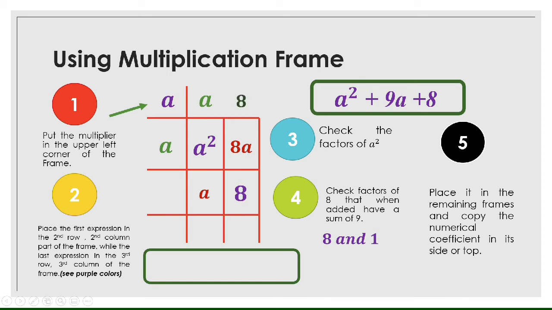So, that's gonna be 8. And the numerical coefficient of a, like what I've told you, is 1. Okay? So, pag nakuha na natin yan, we would be combining those. First, we would be combining the a and 1, so that's gonna be a plus 1. And we will be combining a and 8 as well, which is a plus 8, coming from these two. Yan. So, that is how you resolve the problem using the multiplication frame.